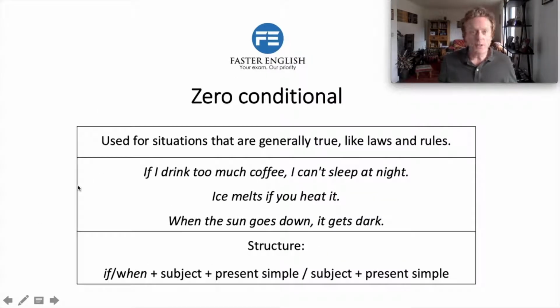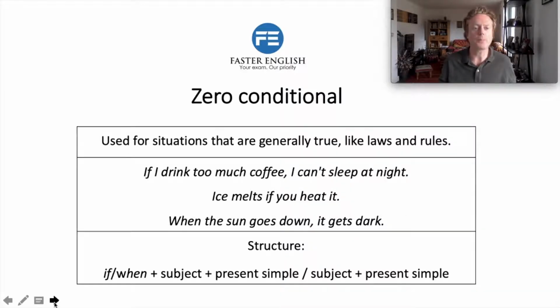The 0 conditional, for situations that are generally true, like rules and laws. Examples: if I drink too much coffee, I can't sleep at night. Ice melts if you heat it. When the sun goes down, it gets dark. These are laws or rules. And with the structure, the key thing is the verb form. On both sides we have the present simple: if and present simple, and main clause with present simple. You can see here drink, can't, or goes and gets.